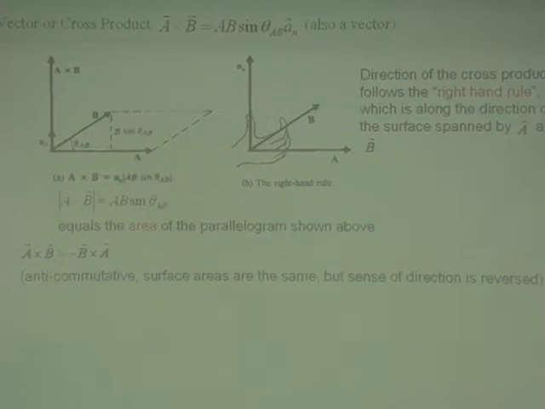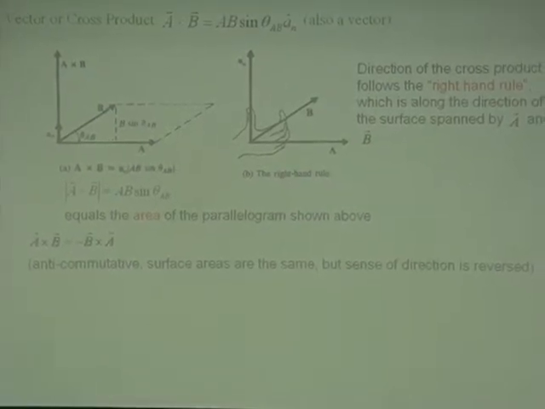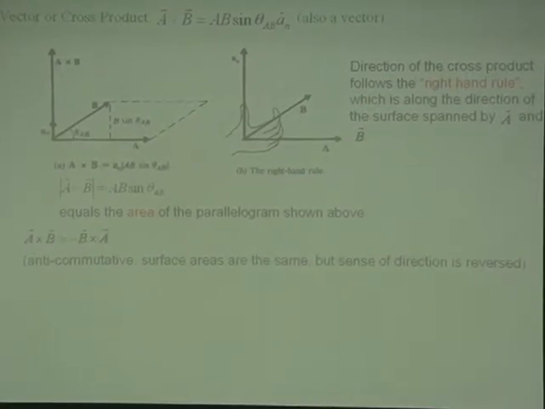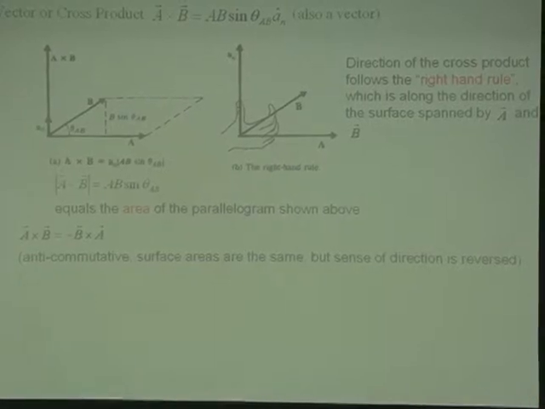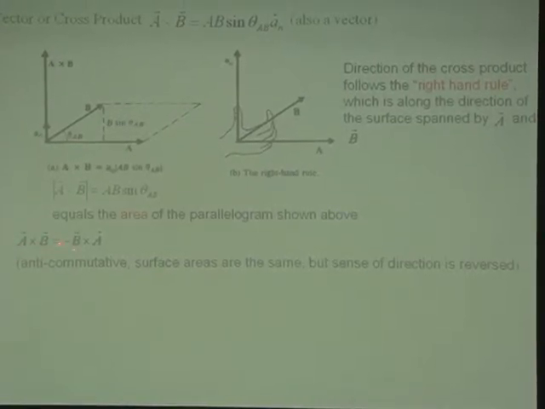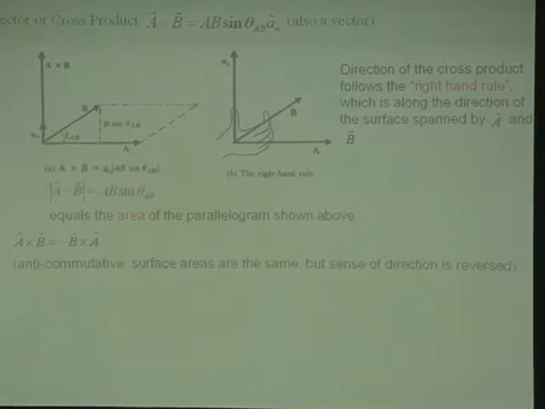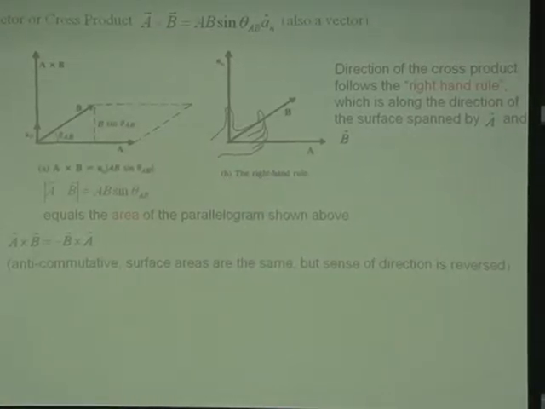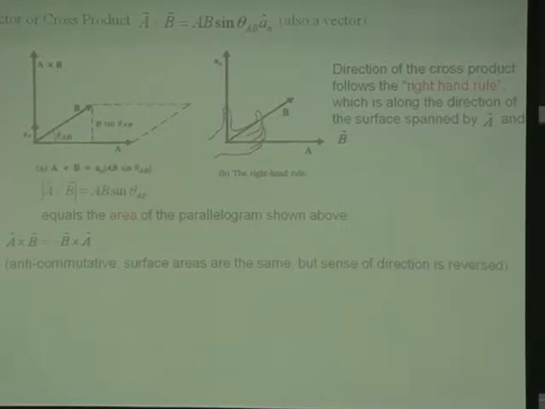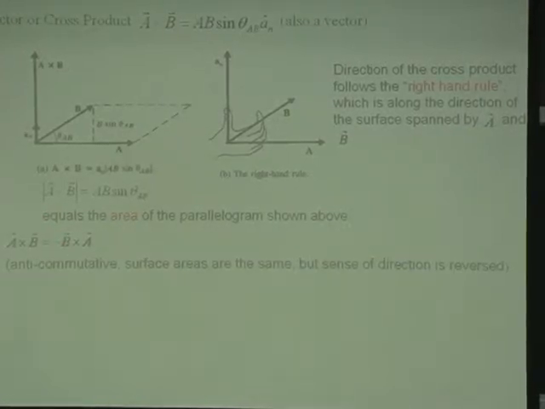这个你注意到这个 vector 的 cross product is not commutative. Okay, A cross B is different from B cross A because the sense of the direction is reversed. So you have to put a minus sign in front of it. Okay, that is because the sense of direction has been reversed.